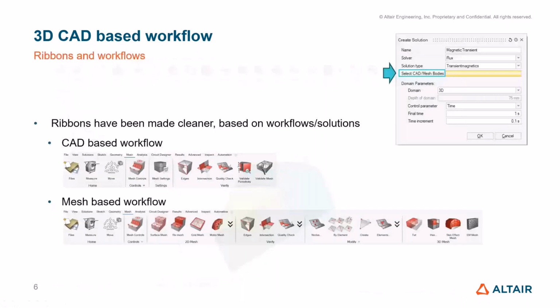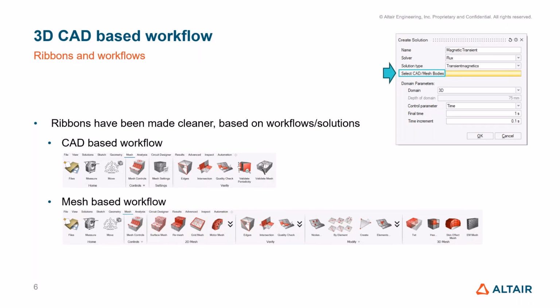The user can decide which kind of workflow to use, entering the correct entities directly in the solution, so CAD or mesh. And to differentiate the CAD-based workflow and the mesh-based one, ribbons will be different in the two cases, especially for the meshing that will be set directly in the solution with the new CAD-based workflow.